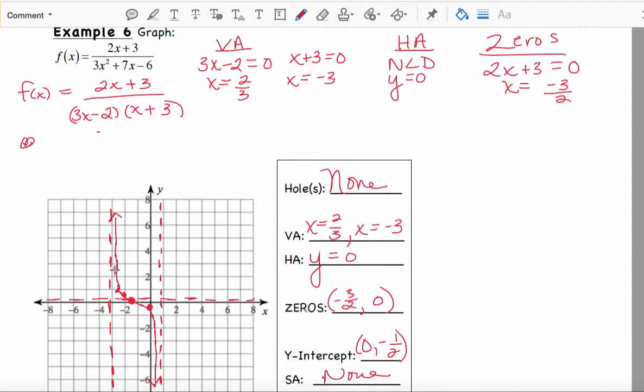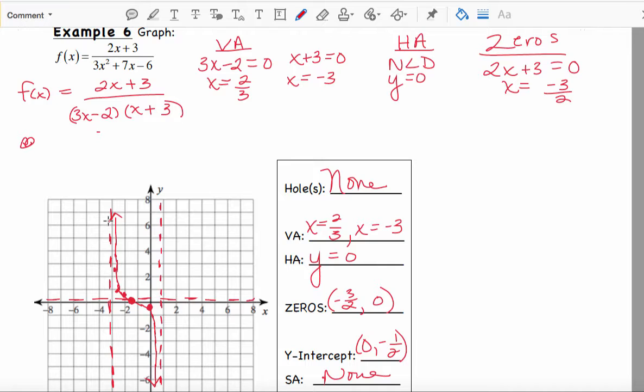And I'm just going to go ahead and keep that graph where it is. It's going to be snug against that asymptote. I'm never going to cross that vertical asymptote, so it's just going to keep creeping closer and closer to it. Now I need to see what's happening to the left of negative 3 and to the right of 2/3.